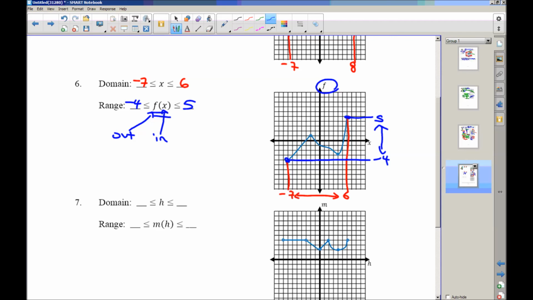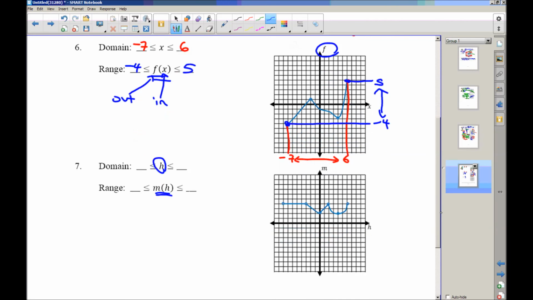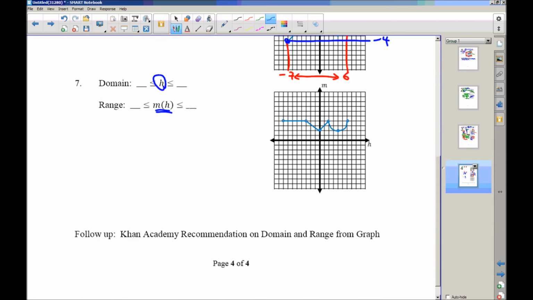All right, our last one, we have h as our input, and m is our output, which is m as a function of h. So let's see, left and right. The farthest left this goes is right here. This is at -8. The farthest right this goes is right here, and that is at 6. So the domain is between -8 and 6.